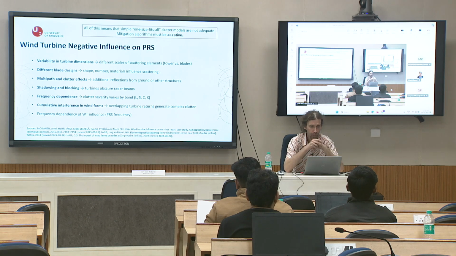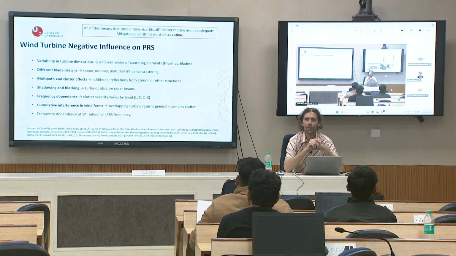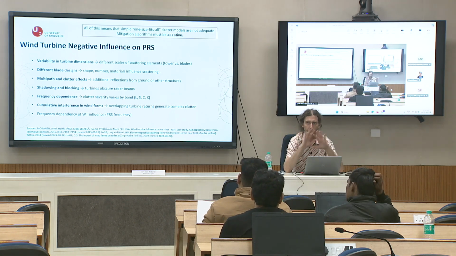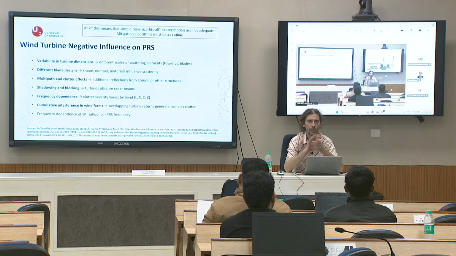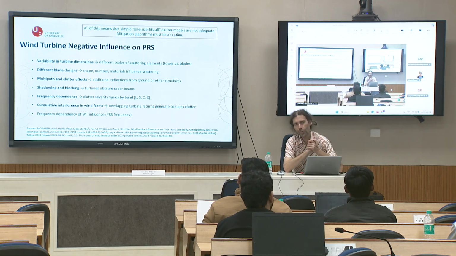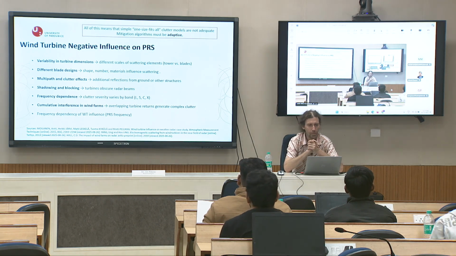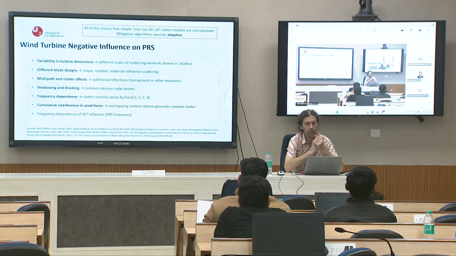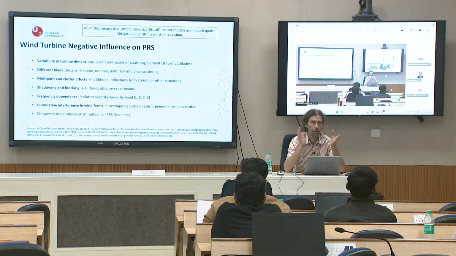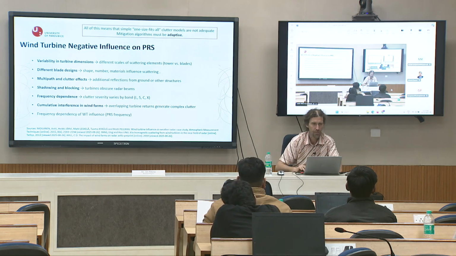Frequency dependency. Imagine that you design some mitigation algorithm, everything works perfectly, we are in an ideal world, but it will work only on some carrier frequency, on another carrier frequency it will not work. And cumulative interference in wind farms, I already told you. So you can see all these things together. This looks like almost a random process, if you agree with me. There are so many different variables.